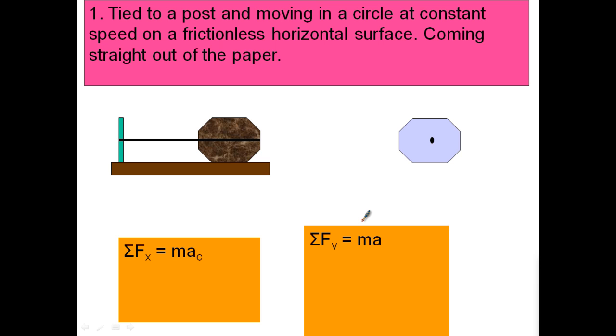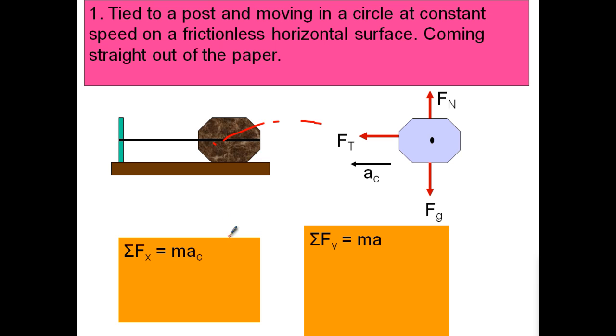So just some practice drawing some free body diagrams. Here's an object tied to a post, moving in a circle at a constant speed on a frictionless horizontal surface, coming straight out of the paper. So it's coming right at you. We're going to draw the free body diagram for here. We have its weight. We have its normal force since it's resting on a table. And we have the tension force. Remember, I don't draw centripetal force. I don't put a C here. There's a string, so that means it's going to be a tension. And our acceleration is also towards the center. Don't draw your acceleration touching your object. Draw it off to the side like I just did.